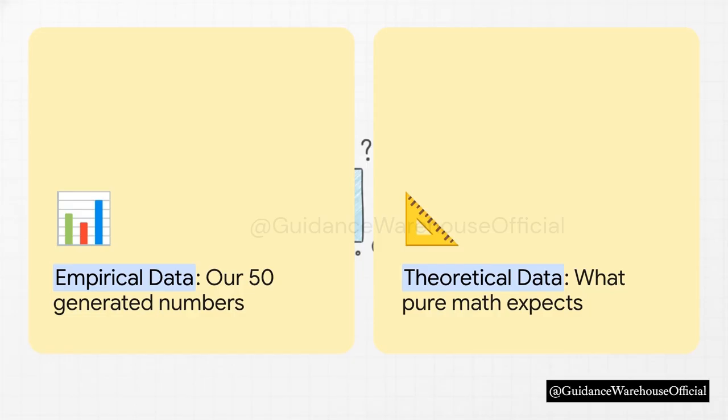On one side, we have empirical data. That's our 50 randomly generated numbers. It's the messy reality of what actually happened in the lab. On the flip side, we have the theoretical distribution. This is what the pure perfect math expects to happen based on that X ~ U(0, 1) rule we just talked about, complete with its flawless theoretical mean and theoretical standard deviation.